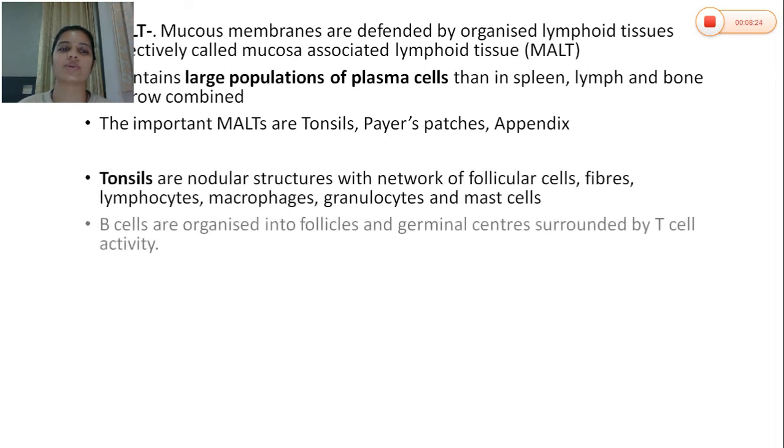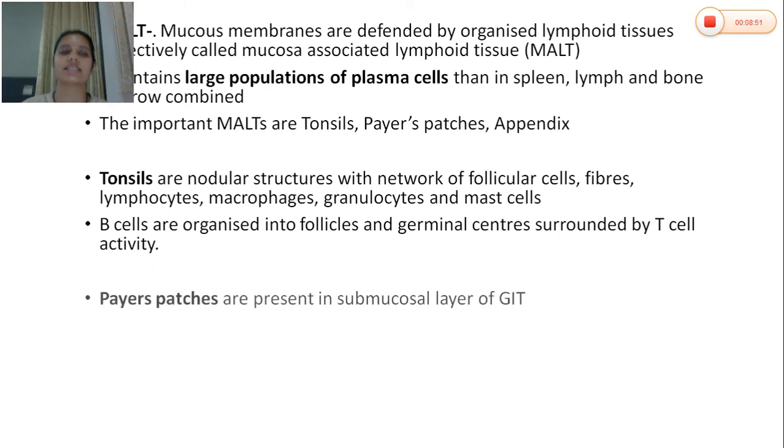Now the first one, tonsils. Tonsils, what are they? Tonsils are nodular structures present in the neck region, with a network of follicular cells, fibers, lymphocytes, macrophages, granulocytes and mast cells. These cells are organized into follicles, and upon the entry of the antigen, germinal centers are formed, surrounded by T cell activity.